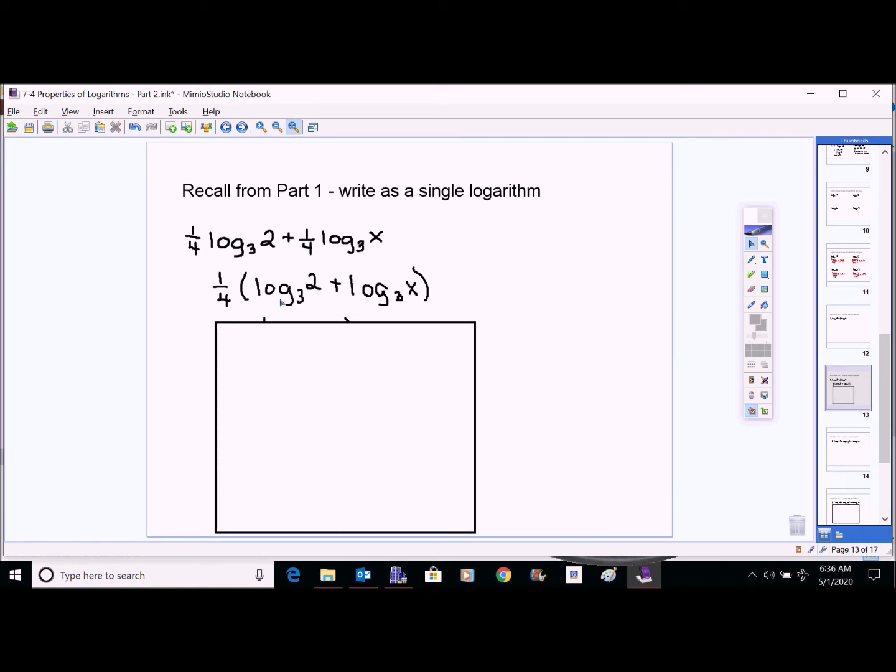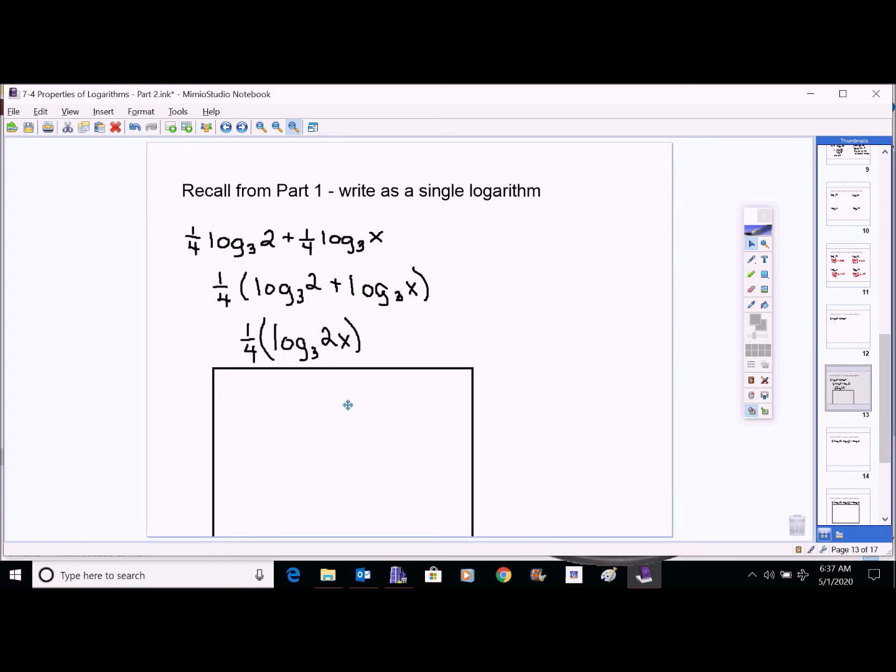Okay, now we have a logarithm with a common base, and as long as you have a common base, this plus can turn into the log base 3 of 2 times x, because the plus is the one that turns into a times, if you remember correctly. Hopefully you have that sheet next to you that has all of those properties of logarithms. So this turns into this.